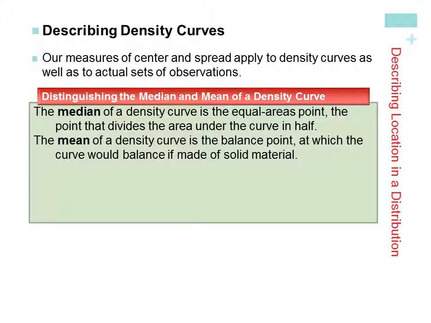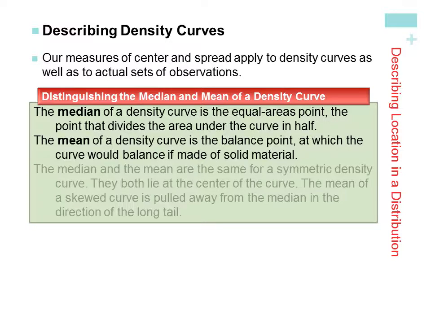So it's kind of, your mean is like your teeter-totter. Your median, think middle. It has to be the same area on both sides. The mean isn't necessarily in the middle, it's the average. So the mean is going to be where your teeter-totter balances.